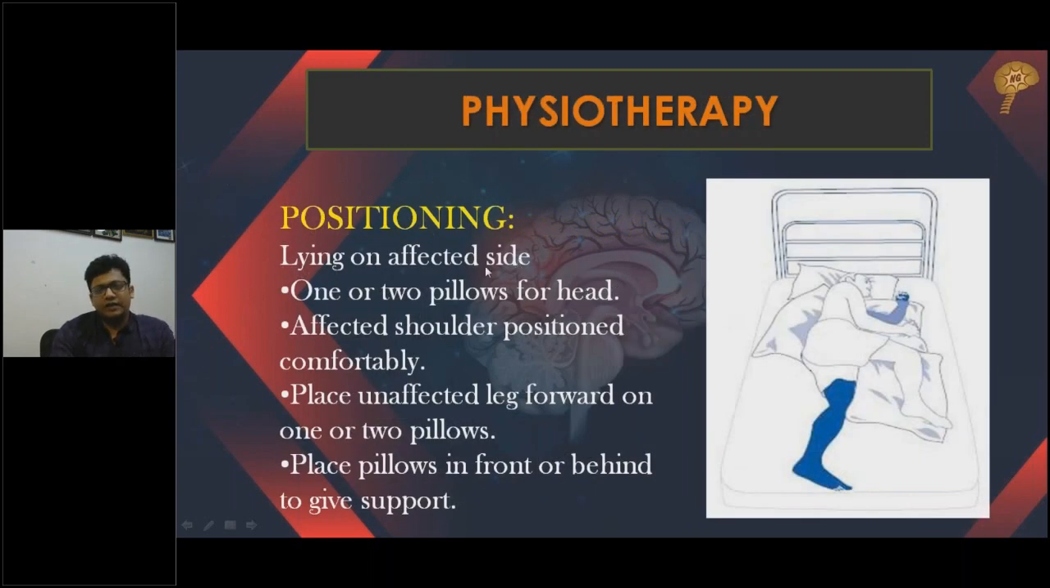While giving physiotherapy to an acute stroke patient, first and foremost thing is positioning. If the person is lying on the affected side, in this picture the person's left side is affected, use 1 or 2 pillows for the head, place the affected shoulder comfortably, place the unaffected leg forward like this on 1 or 2 pillows, and place pillows in front or behind to give support.